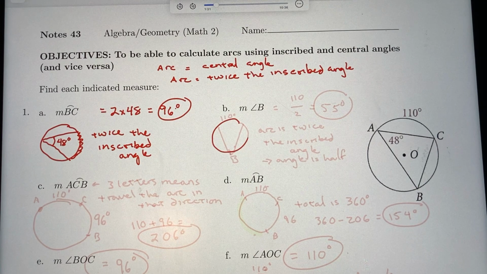Measure of angle B, let's take a look. Angle B, what arc is that? Oh, that's the 110 degrees. Fine. So the measure of angle B is half of 110 degrees. So the arc is twice the inscribed angle, so the angle is half.